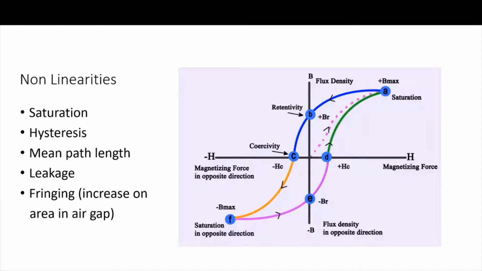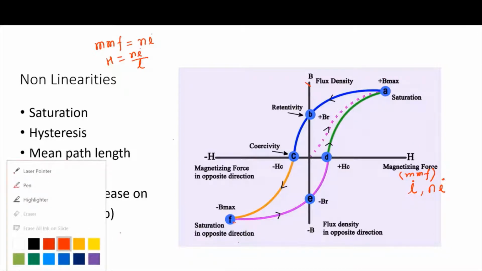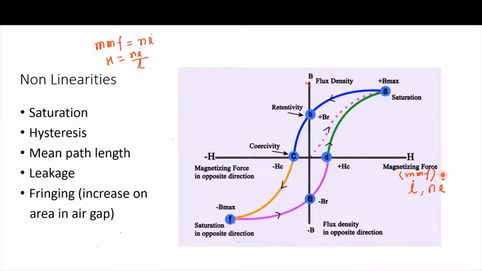Then there are some non-linearities related to a magnetic material. Right now, in the previous slide, we just drew a straight line which was passing through origin. B is equal to mu H. Magnetizing force, in this figure it says magnetizing force or MMF. They are all related by proportionality constants. Correct? H is equal to Ni by L.